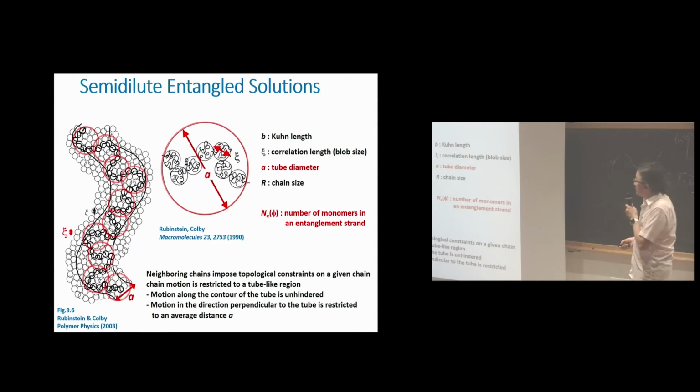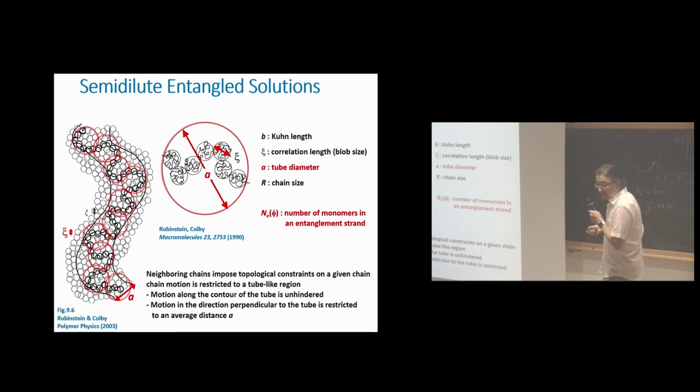Okay, so then we go to the semidilute entangled solutions. So the situation is getting more complex. You have already been taught that there is the tube diameter of entanglement in polymer solutions and melts when it's entangled. So this is the schematic.